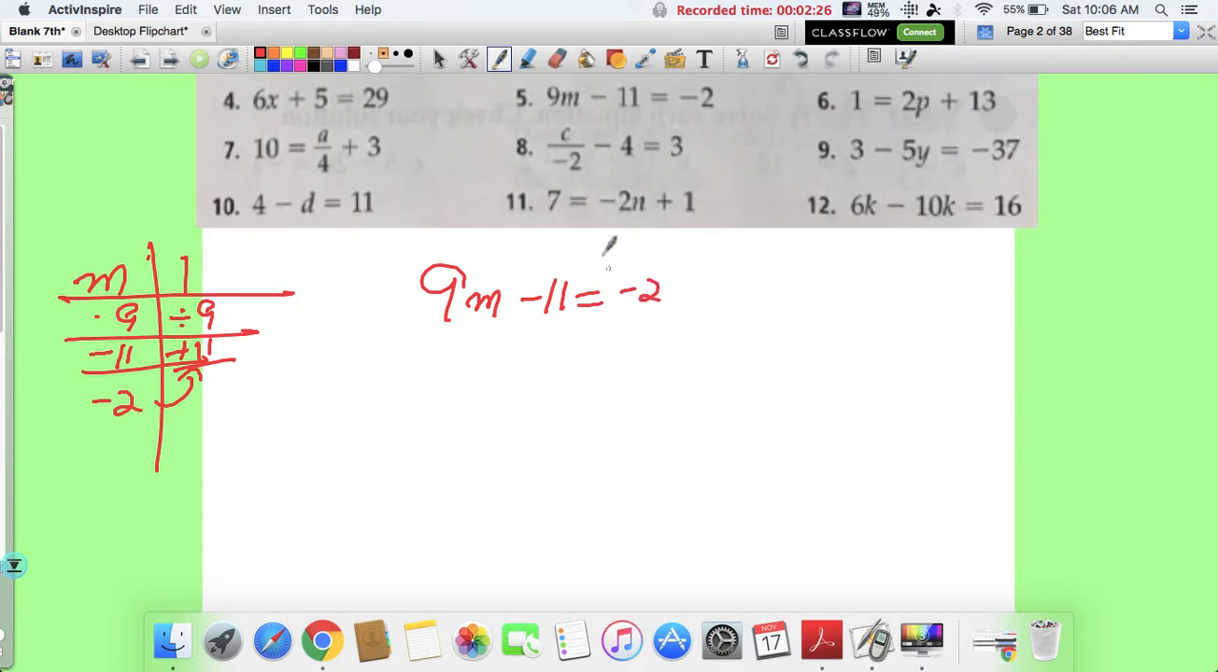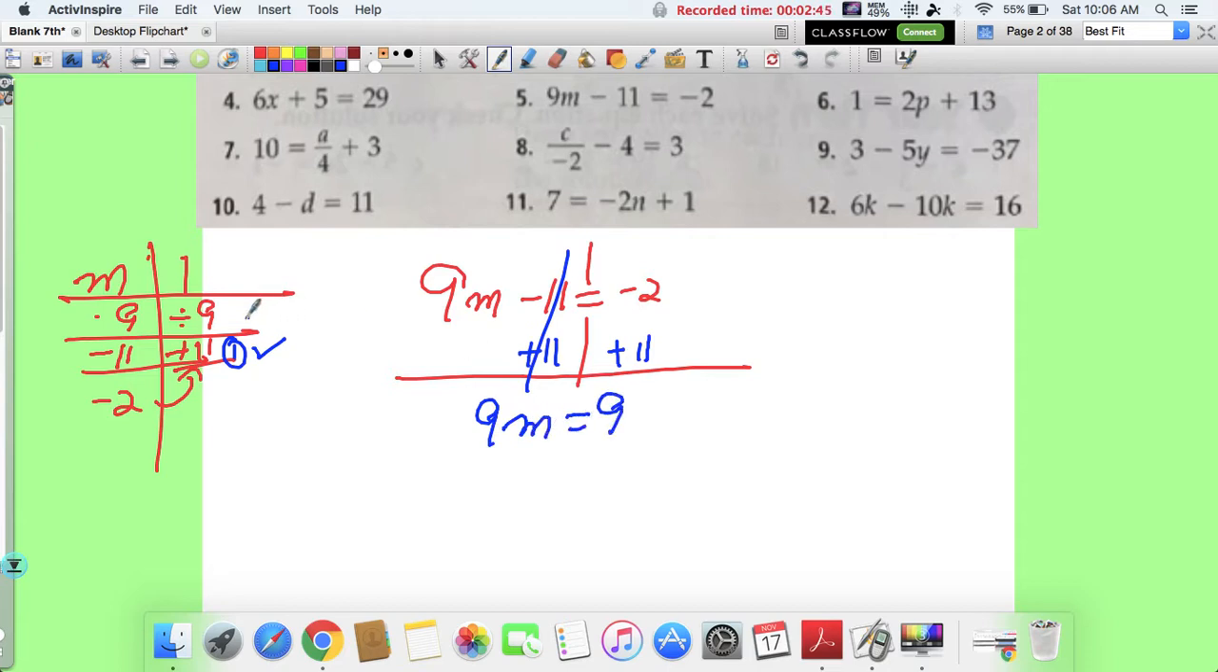9m minus 11 equals negative 2. I'm going to divide my equation into two sides. I'm going to do plus 11, which is what this thing is telling me to do. So step 1 is plus 11. Plus 11. These two become 0. I get 9m equals 9. So the second thing I want to do is divide by 9. These 9's become 1, and 1 times m is just m. And 9 over 9 is 1. So it matches what I had here before.